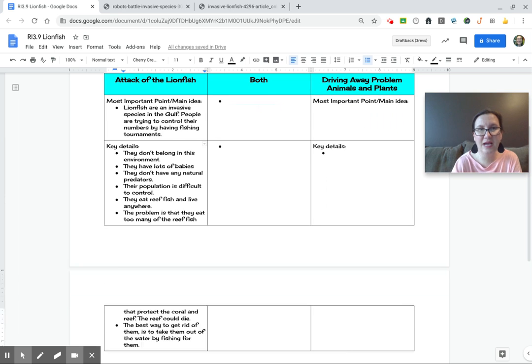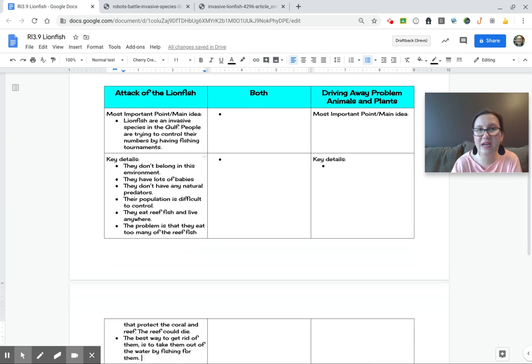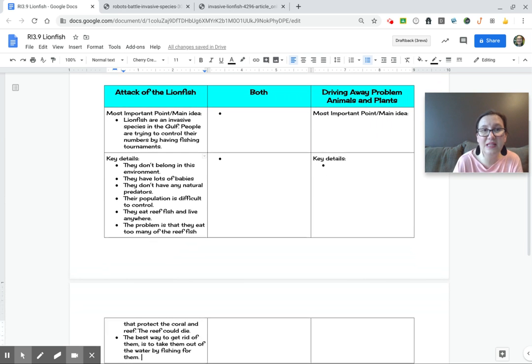All right, so I think I have a pretty good idea of what I've been reading about. I read about the lionfish, how it's an invasive species, it's not supposed to be there, and it's taking over an area. And that causes problems for the local fish and marine life.